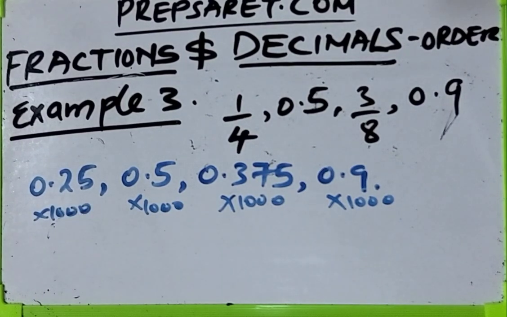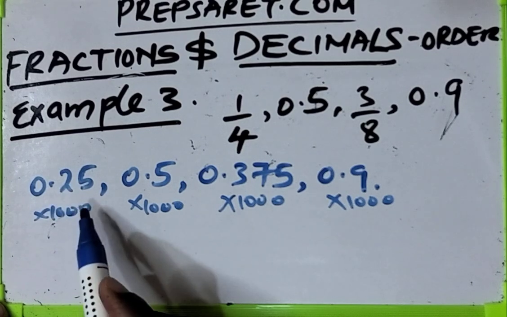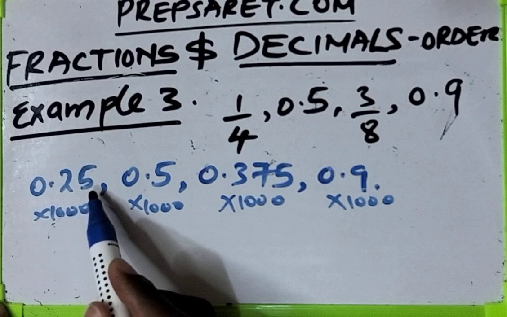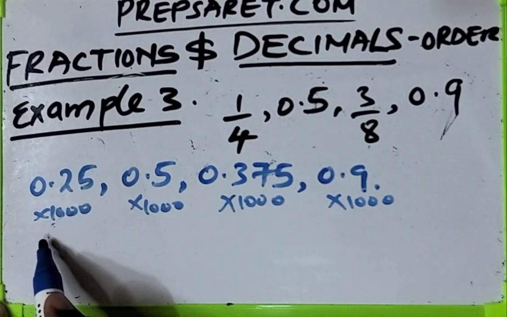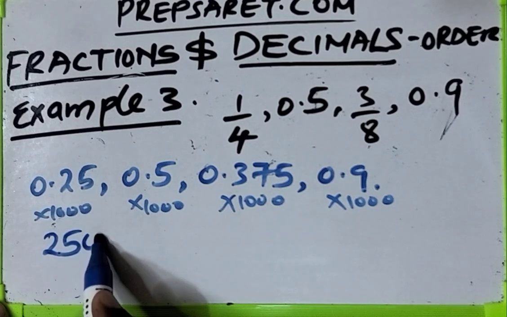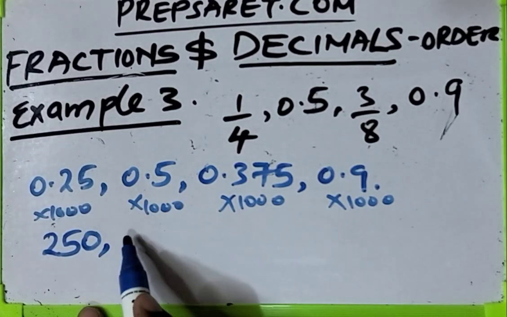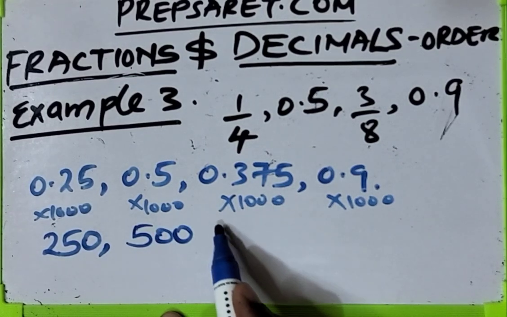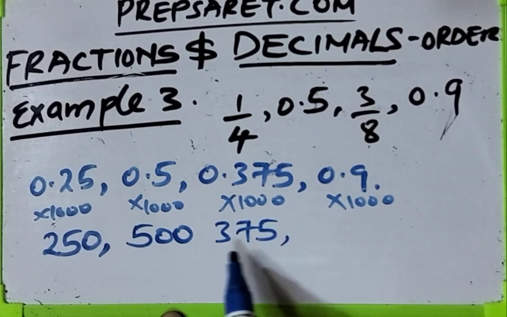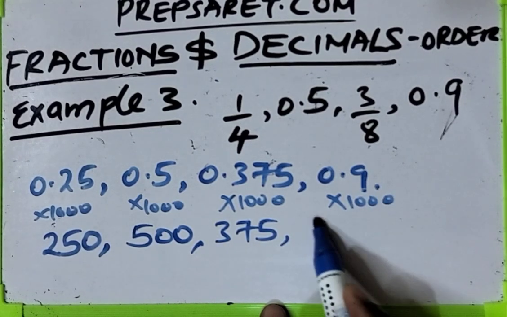What do we get? If you multiply 0.25 times 1,000, 2 zeros shall push the decimal to the end here, and then the one that remains will give you 250. Then 0.5 gives 500, this one gets to 375, and finally 0.9 gets to 900.